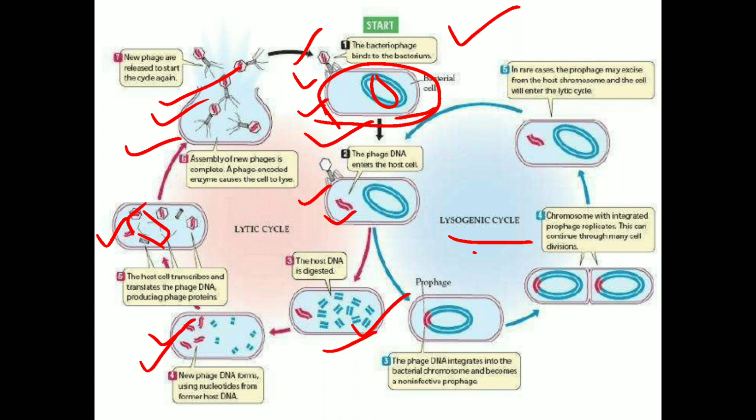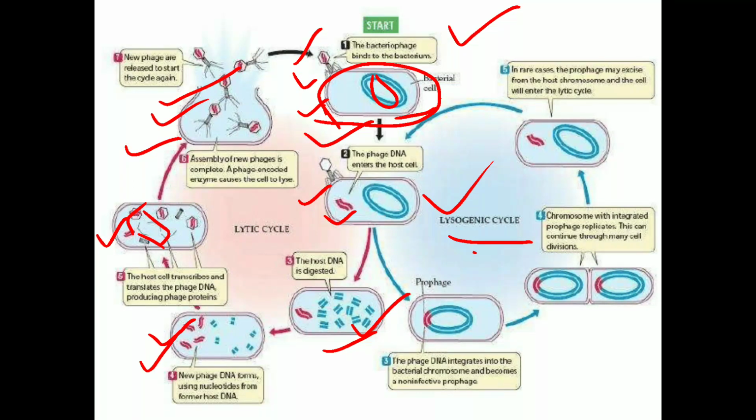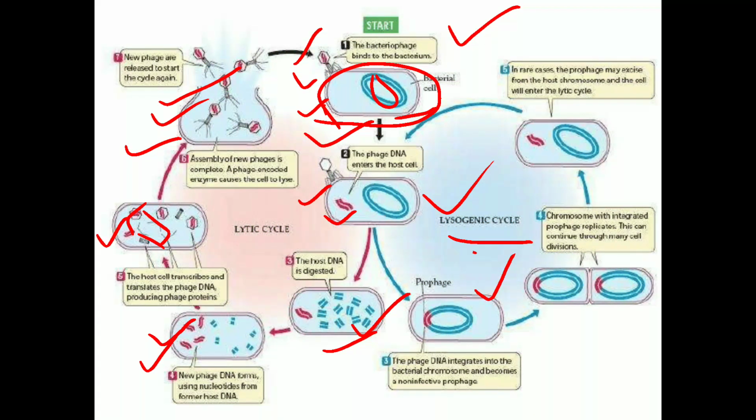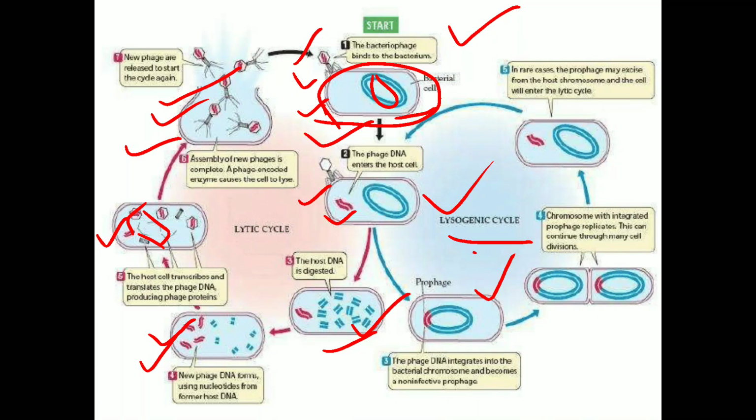Due to the opening, the virus particle enters inside the bacterial cell. Once the viral DNA enters inside the bacterial cell, it gets recombined, that is, integrated into the bacterial chromosome. Whatever the bacterial blue colored chromosome is there, that viral DNA is integrated or recombined with the bacterial chromosome. When they are recombined, it is called a prophage.